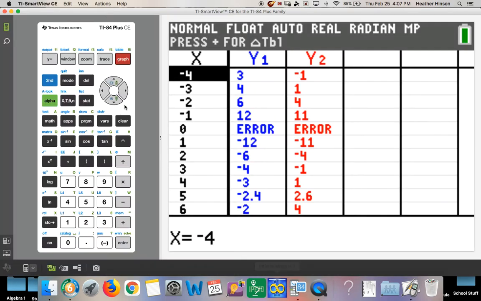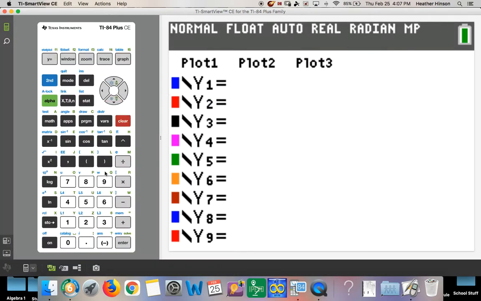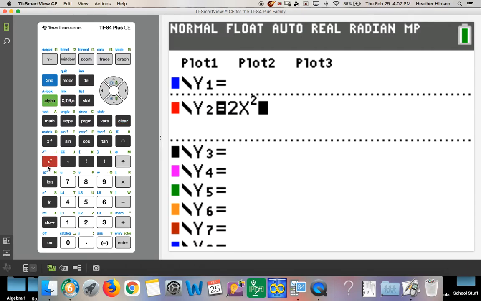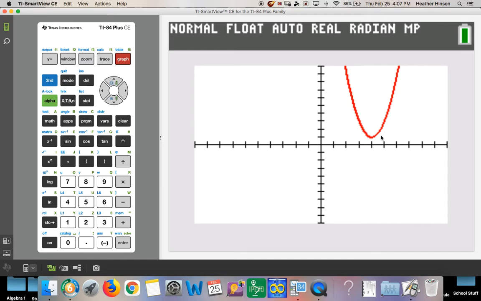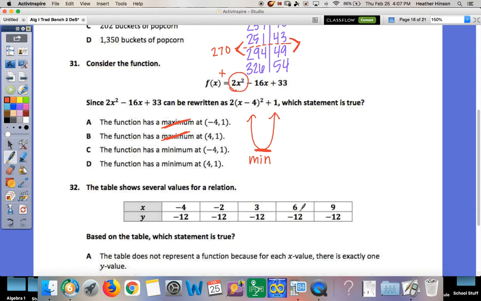If you were confused and you weren't exactly sure, you could always graph this. You can do either equation and graph it in here, and you can tell that it's going to be a min. But where is that min? Well, that comes straight from your equation. This is what we worked on in class the past couple days. You're going to take the opposite of the parenthesis, and you're going to keep the last number. So it's going to be a positive 4 and a positive 1, which makes that D.